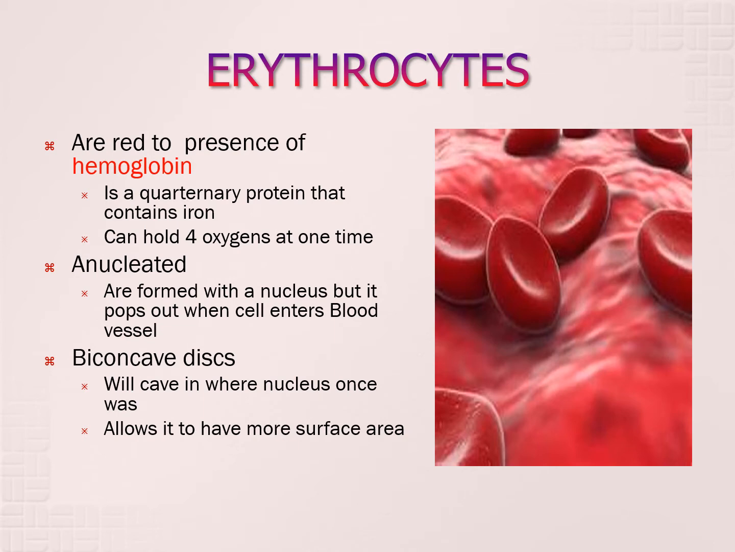So we call these biconcave discs. They basically look like inner tubes, but they don't have a hole that goes all the way through them. And so this gives them their structure determines function. So it caves in where the nucleus was once found. But this, again, allows them to act like boats. It allows them to act like baskets so that your red blood cells are able to carry things through your body.